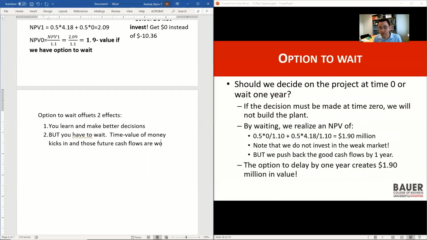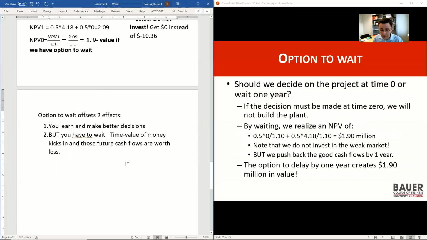So it's possible that waiting is more expensive than the information that you get, right? It's possible that by waiting, you learn a little bit, but you don't learn that much. And the cost of waiting is more than the benefit of making a better decision, right? That's perfectly possible. Okay, so we want to make sure that we're familiar with this, and we know that it's not always better just to wait and wait and wait and wait.